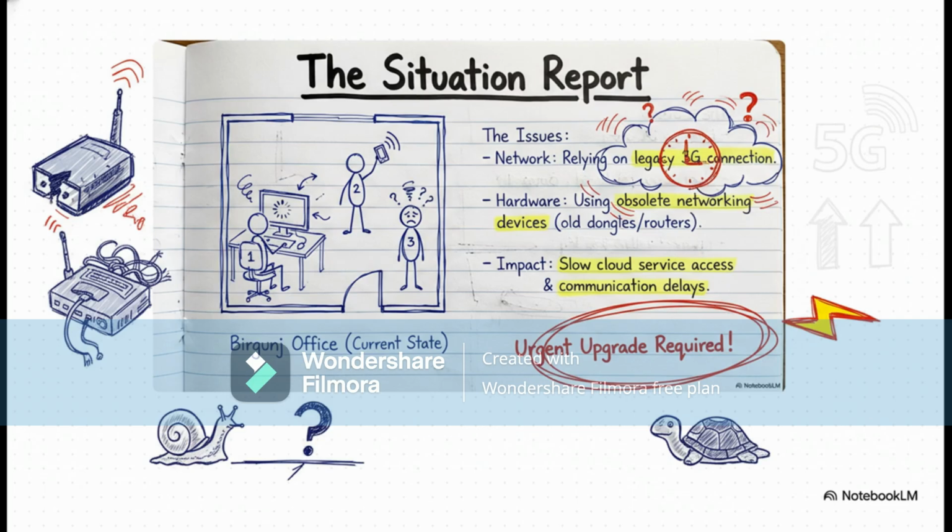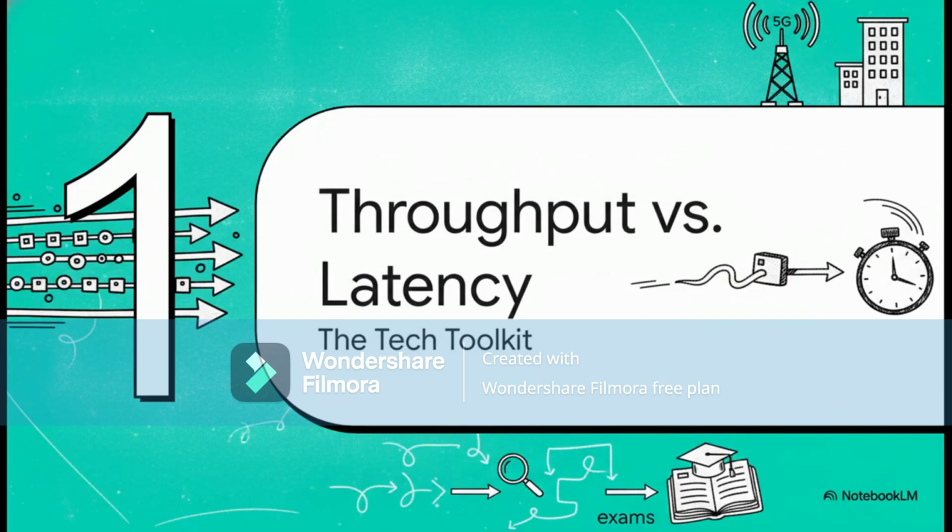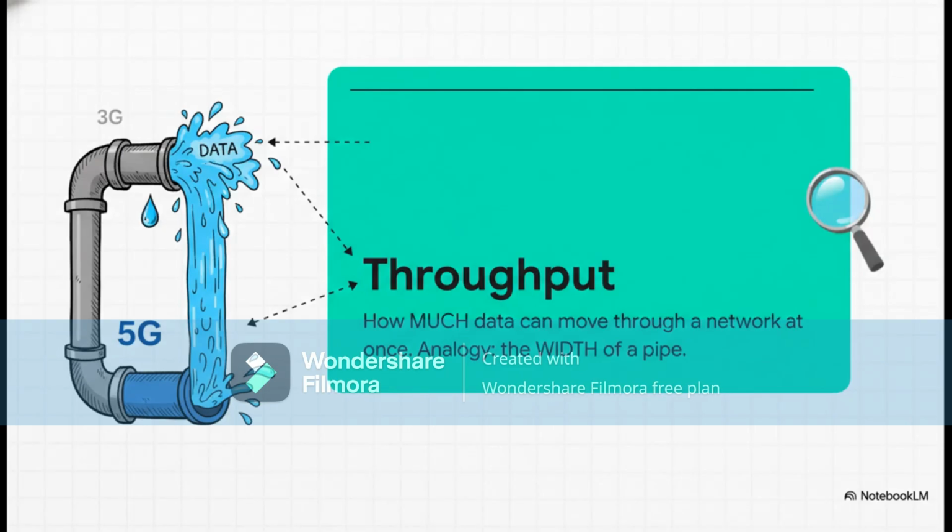It was pretty obvious that an upgrade was needed, and fast. Now, to really get why their solution was so brilliant, we need to wrap our heads around two key technical ideas. These two concepts, throughput and latency, are super important, and they pop up in exams all the time. They're basically the secret sauce that makes the internet feel either lightning fast or super slow.